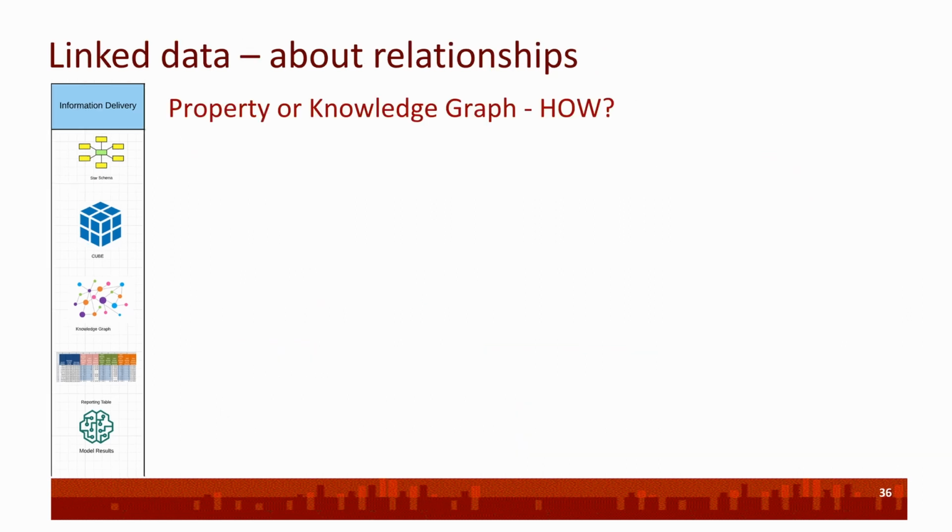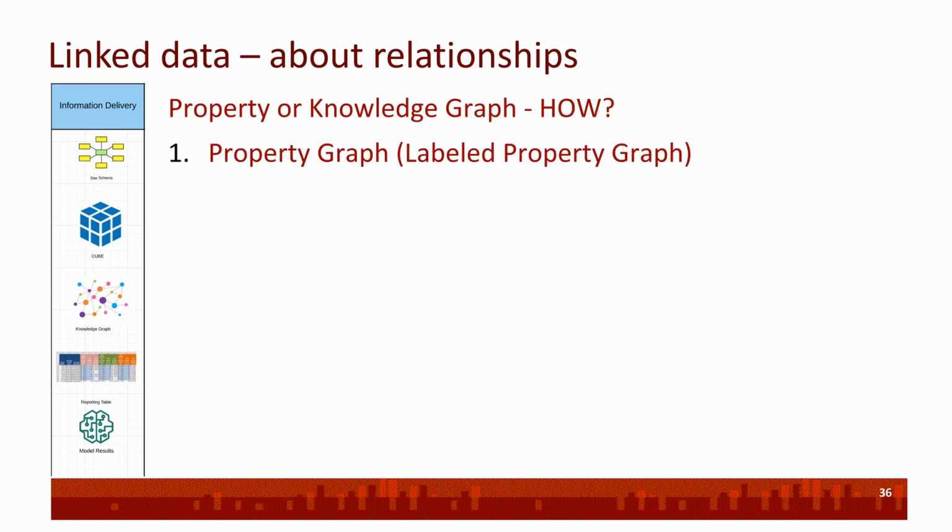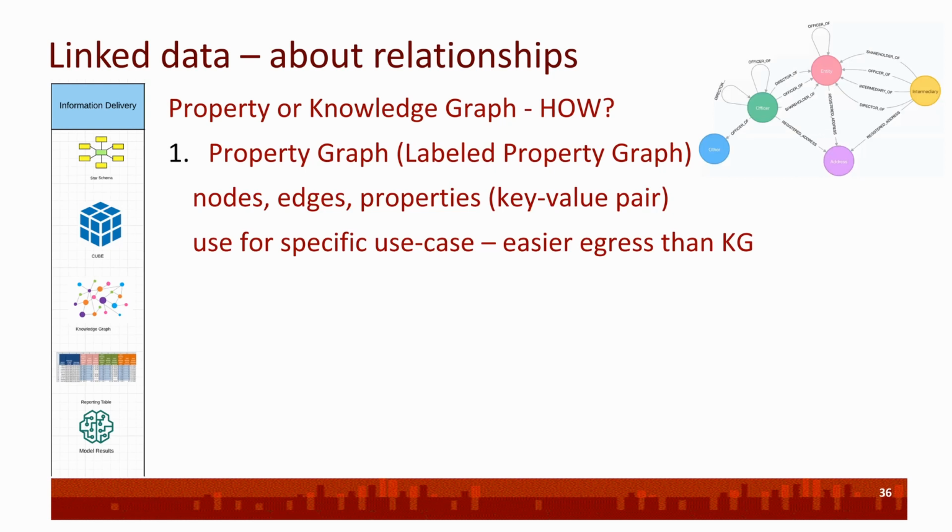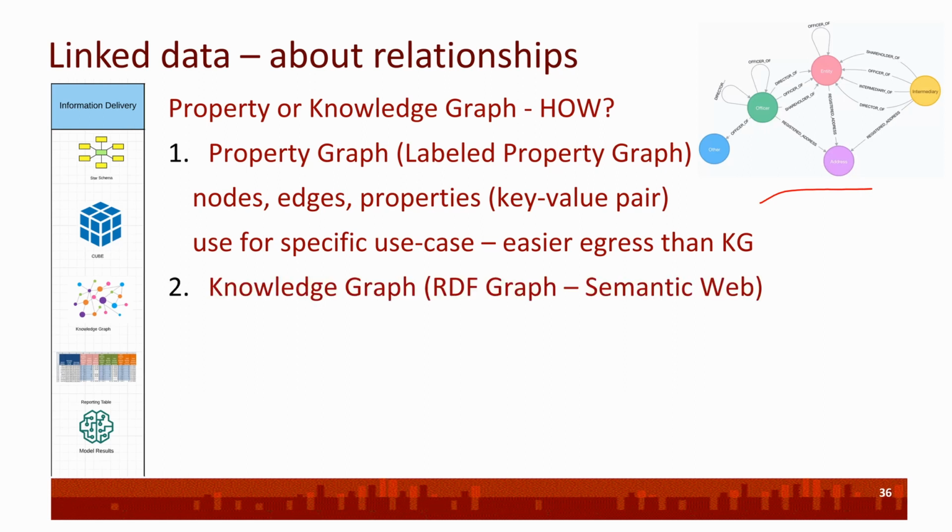When we talk about linking your data together, how do you do that? You can use a property graph, or you can use a knowledge graph. A property graph is simply nodes and edges and properties in the form of key-value pairs. It's kind of informal, but it's very useful. They use this type of thing, this is from a paper where they used it to unravel the Panama Papers, all of the entities that were in that. You can do that kind of thing with a property graph. Very useful, easy to get data out, less formal.